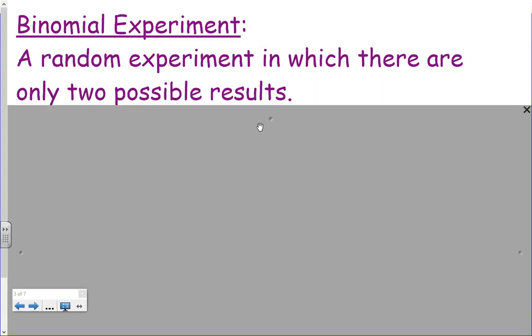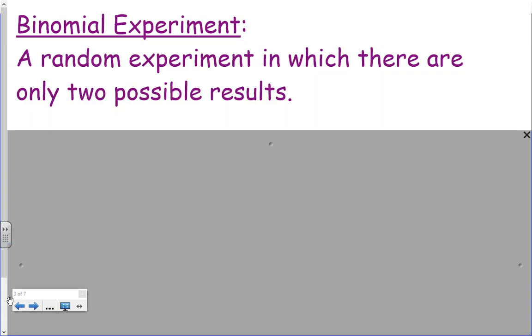All right, so let's talk about a binomial experiment, which is what we were just talking about here. A binomial experiment is a random experiment in which there are only 2 possible results. That's why it's binomial. Only 2 possible results. So here we're flipping a coin. It's either heads or it's tails. You are shooting hoops and you either make it or you miss it. You're rolling a die and you either get an even number or an odd number. You're talking about something where there's only one of two possibilities here.